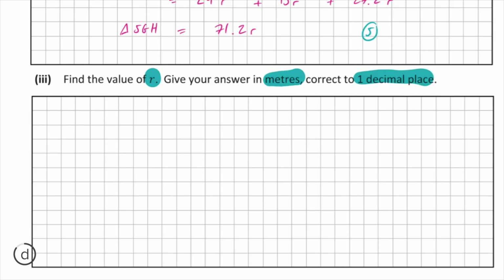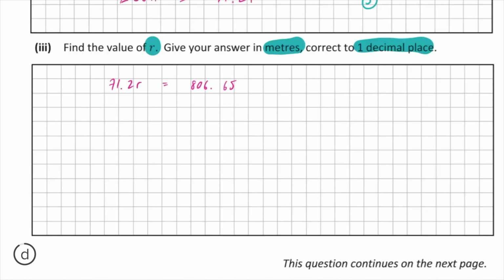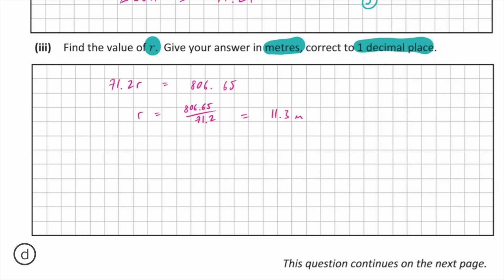So this is very, very easy because we have 71.2 times R, and we already found the area of SGH earlier in the question. The area of SGH we found was 806.65 meters squared. Therefore we have 71.2 R is equal to 806.65. So R is equal to 806.65 over 71.2, which is 11.32935. But we're going to put that to 1 decimal place, so it's just 11.3 meters. And that's it for part 3, which was very short, and that's going to be worth 5 marks.